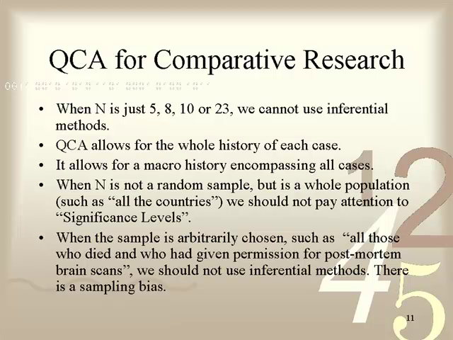When the sample is arbitrarily chosen, and I'll give an example here from a medical context, but I don't know of any QCA research here yet. You could have a sample of all the people who've died and who have given permission for postmortem brain scans and who had a particular disease. So they'd been diagnosed with, say, dementia. Well, that's not a random sample. That's an arbitrary sample of who was left once these criteria have been met. So again, we should be careful about using inferential methods because there's sampling bias, but we can use QCA to look within the sample at the contrasts. So that sort of gives you the context.